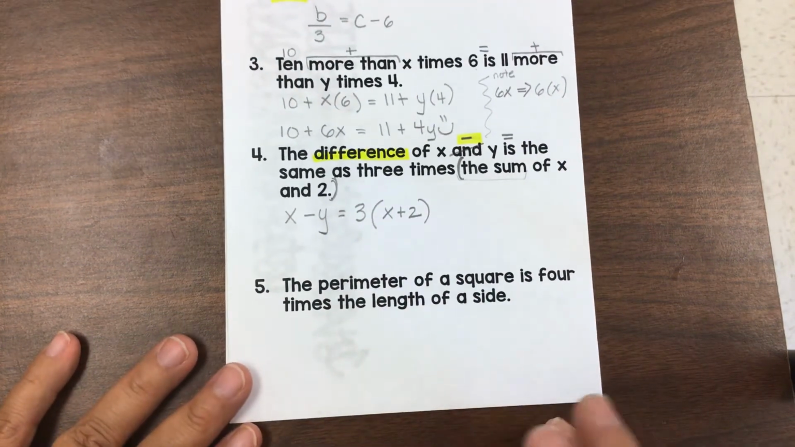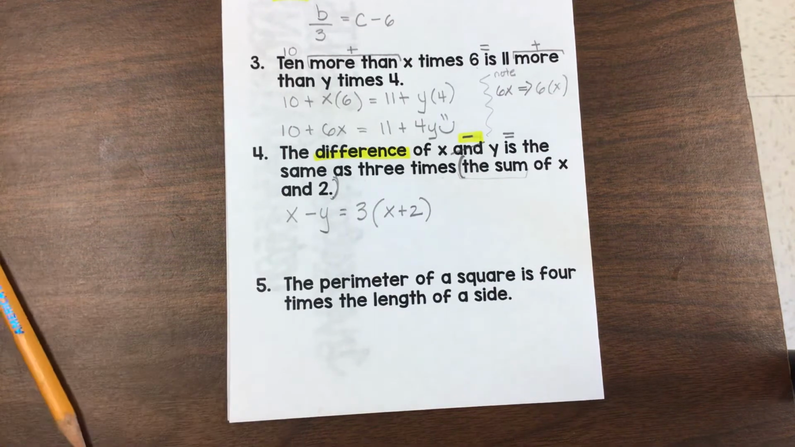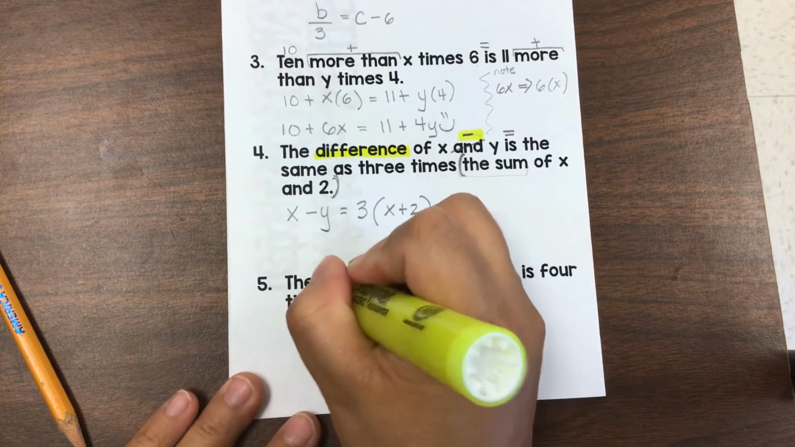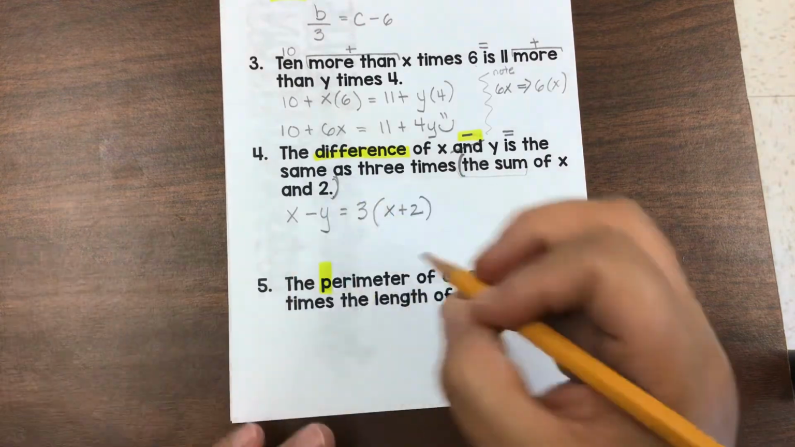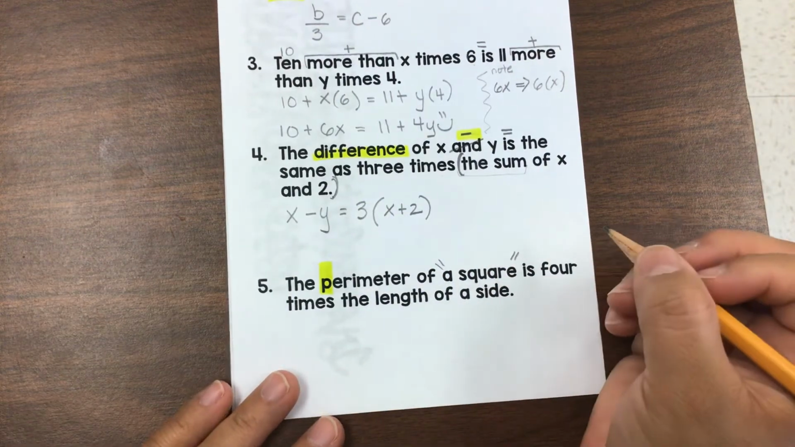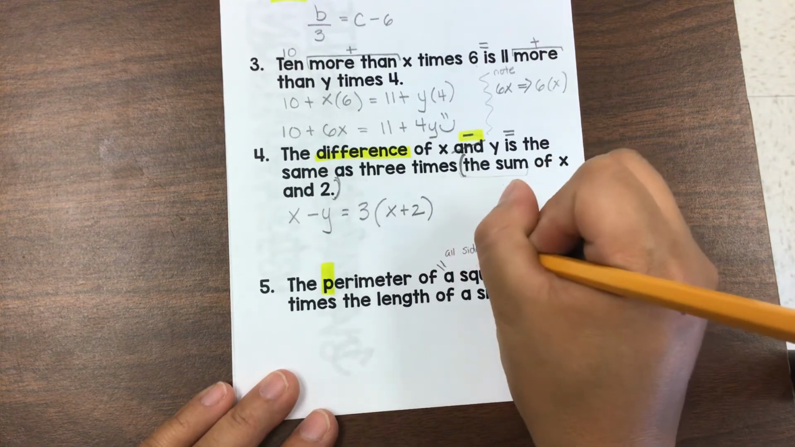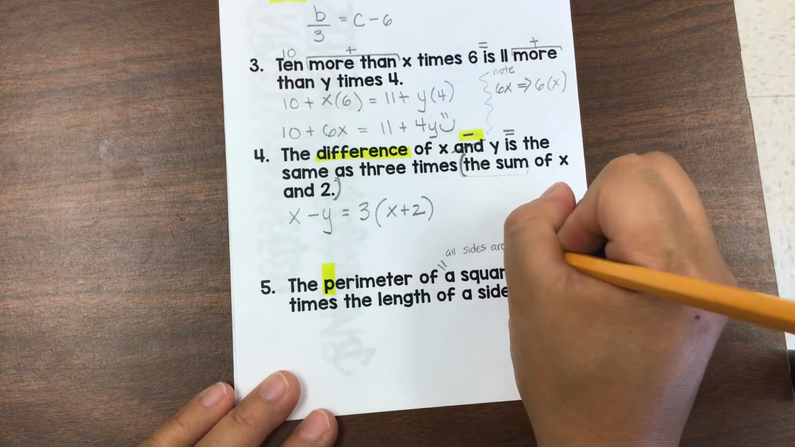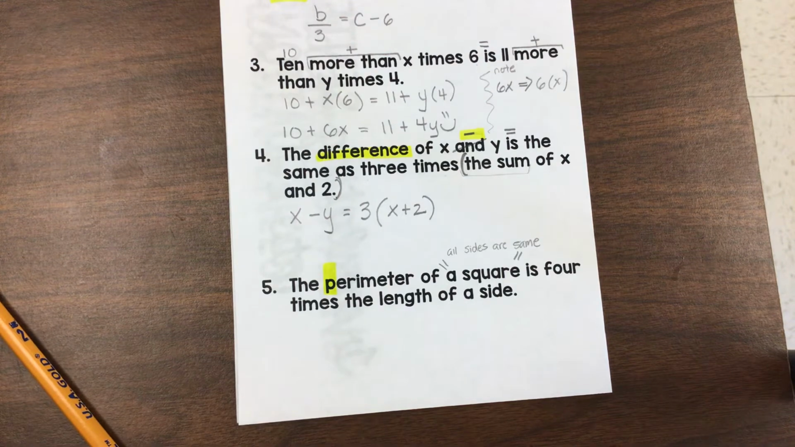5. The perimeter of a square is 4 times the length. So we usually try to use the variables that make sense for the problem. For example, the perimeter, the p would be a good variable for the perimeter. Square is just telling you the code that all the sides are the same. Is my equal sign 4 times and then the length.